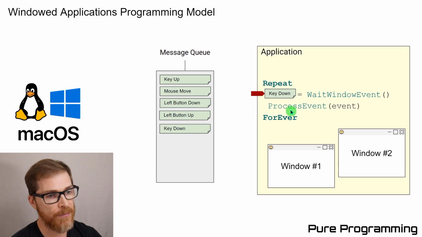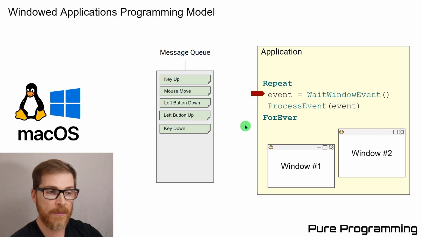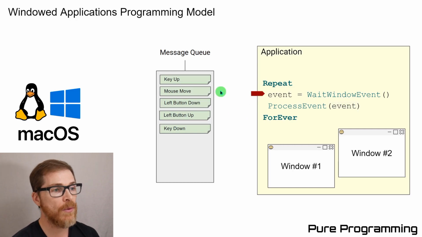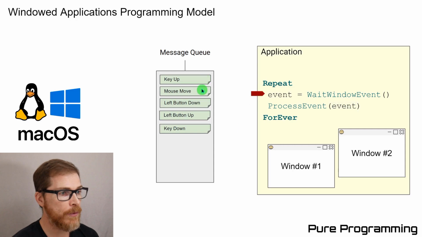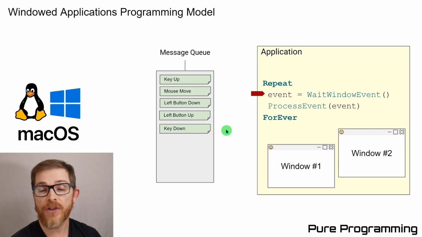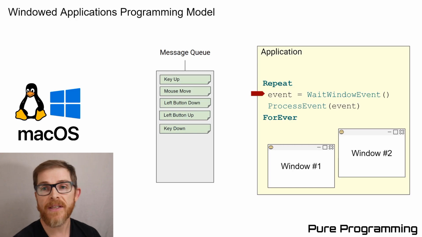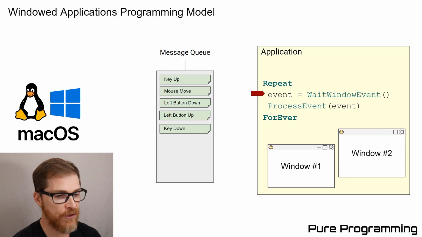Here I just created a process event, and you pass this key down event to the procedure and you can react to this event. And then the repeat loop goes again, and you are going to unqueue the key up, the mouse move, etc., until the message queue is empty. And when the message queue is empty, the wait window event procedure actually blocks the execution, waits for the next event, the next message to enter the message queue.